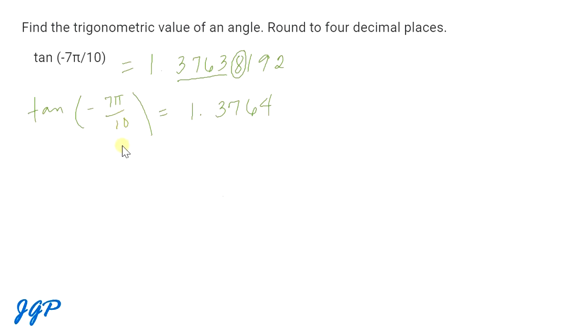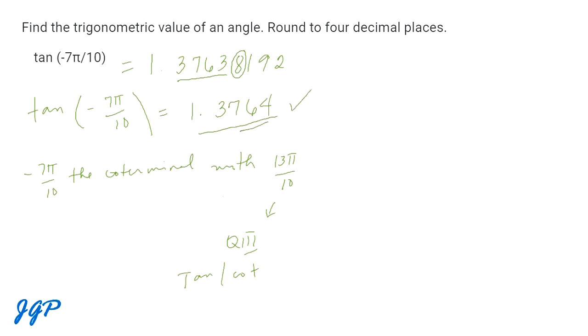Since this one is a negative 7 pi over 10, tingnan natin ha. You have negative 7 pi over 10. Let's look for the coterminal of that angle. So, that negative 7 pi over 10, ang kakoterminal niyan is 13 pi over 10. And this 13 pi over 10 is located in quadrant 3. Diba? In quadrant 3, the tangent and cotangent are positive in that quadrant. So, ibig sabihin, dapat ang answer mo is positive. Since our answer is a positive, so our answer is correct.